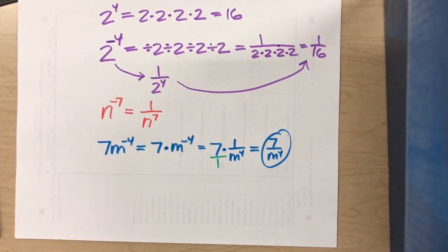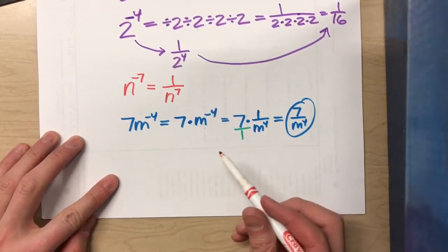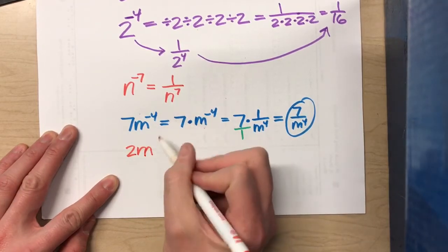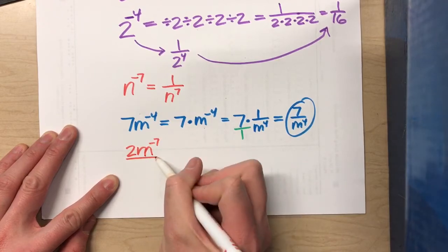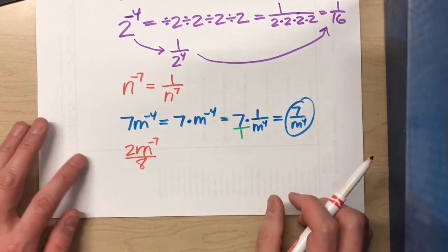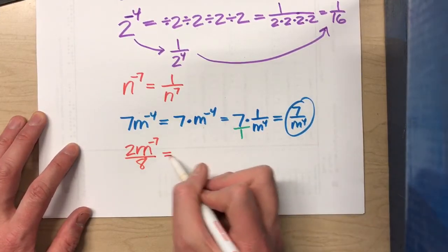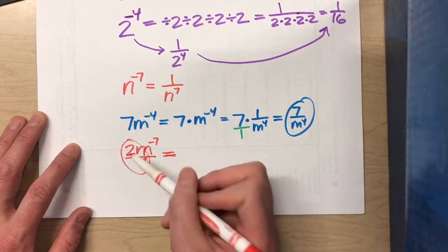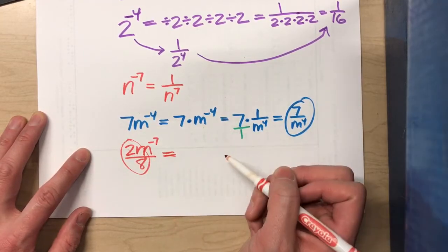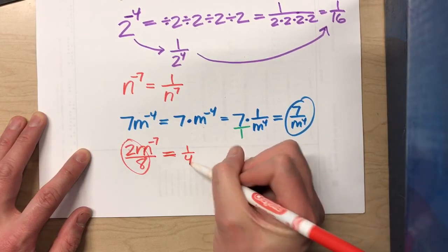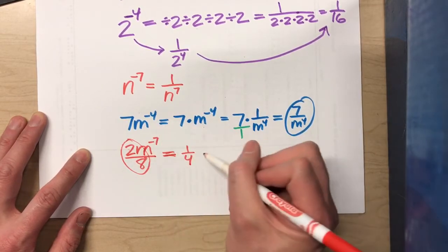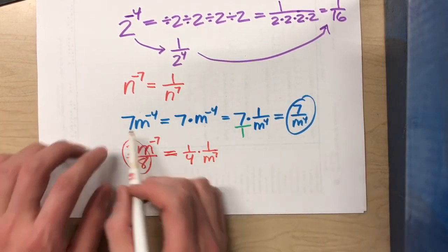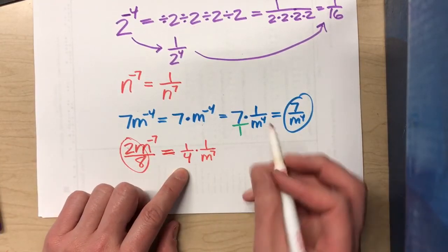All right, we'll do one more. Let's say we have here 2m to the negative 7th over 8. Okay. A little more complicated this time, but just like we were doing with the other power rules, let's deal with our coefficients first. 2 divided by 8 is 2/8, which reduces to 1/4. And then m to the negative 7th power really means 1 over m to the regular 7th power. So I've just simplified this problem down to this.